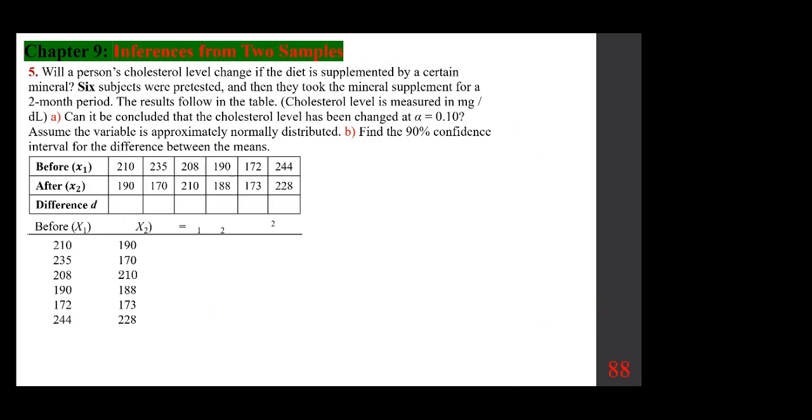Will a person's cholesterol level change if the diet is supplemented by a certain mineral? 6 subjects were pre-tested, and then they took the mineral supplement for a 2-month period. The results follow in the table. Cholesterol level is measured in milligrams per deciliter. A, can it be concluded that the cholesterol level has been changed at alpha equals 0.10? Assume the variable is approximately normally distributed. B, find the 90% confidence interval for the difference between the means.